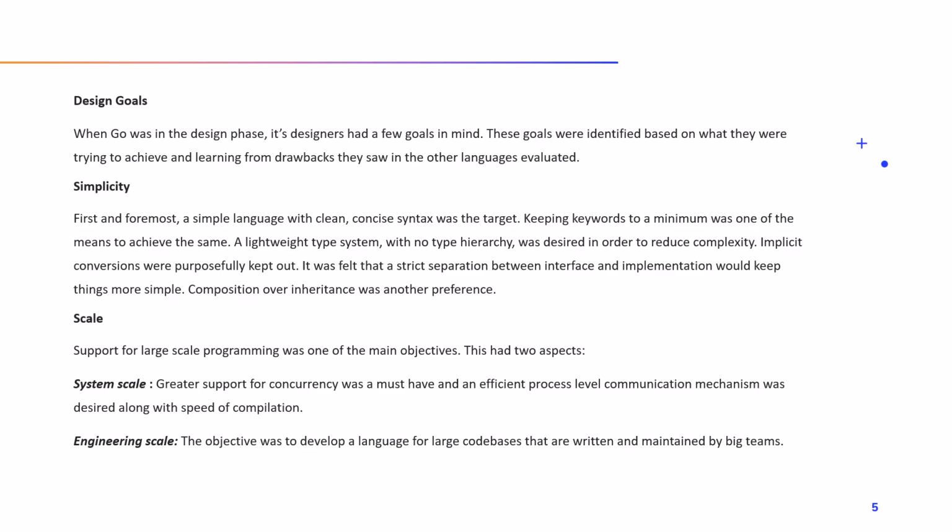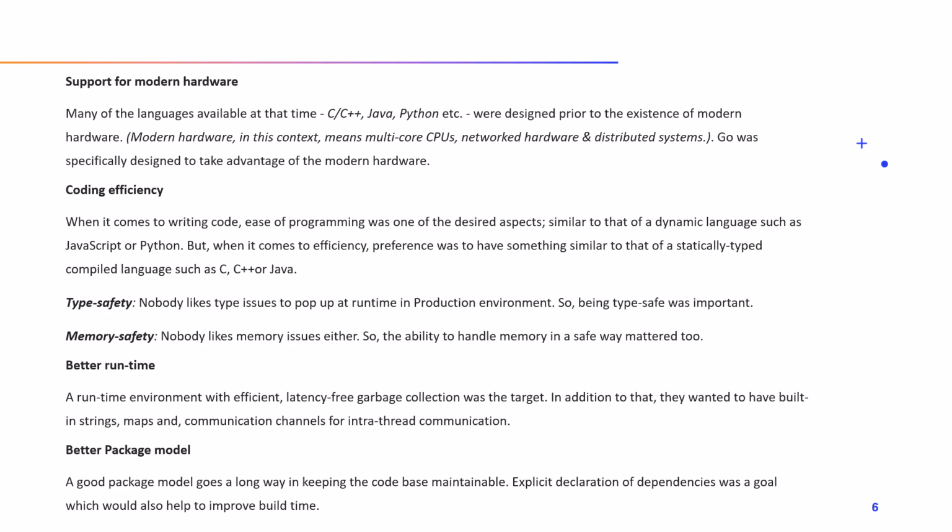Scale. Support for large-scale programming was one of the main objectives. This had two aspects: system scale and engineering scale. Support for modern hardware. Many of the languages available at that time, like C, C++, Java, were designed prior to the existence of modern hardware. Go was specifically designed to take advantage of modern hardware.